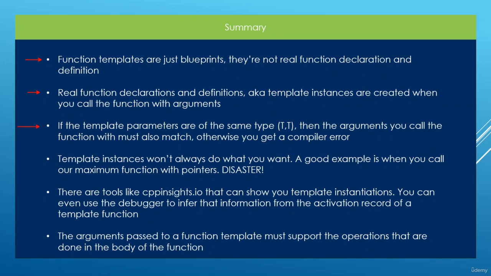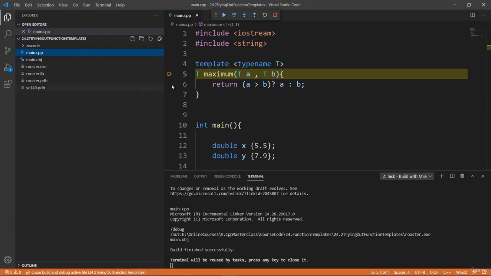We have seen this. Okay, here we have a point we haven't already covered. Template instances won't always do what you want. A good example is when you call our maximum function with pointers. So let's go back and really see this, because I want this to cover as much as possible about function templates. So let's go back to our code and we're going to modify things a little bit.